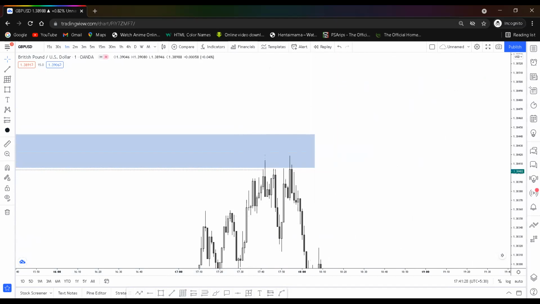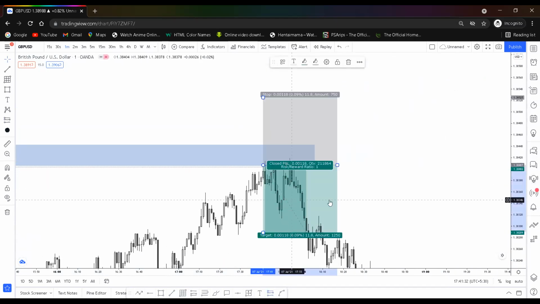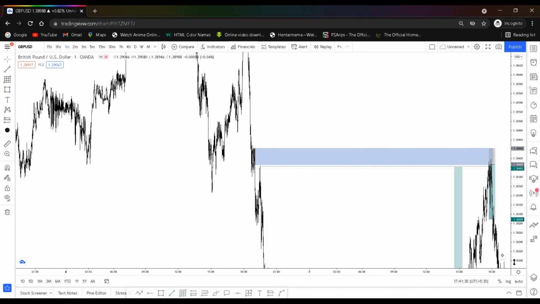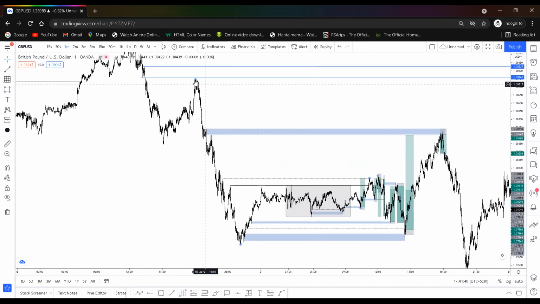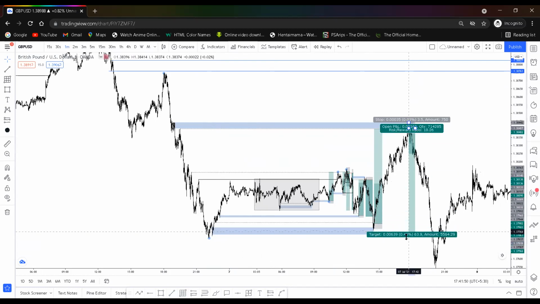Now, boom, sell from here, because we know the range has been taken out. Now, where will our targets be? Highs, lows, internal range liquidity has been taken out. Where's the external range liquidity? Right here. So then target this. Easy.